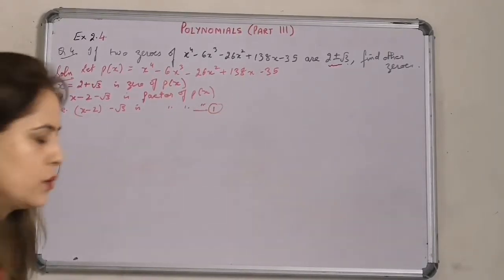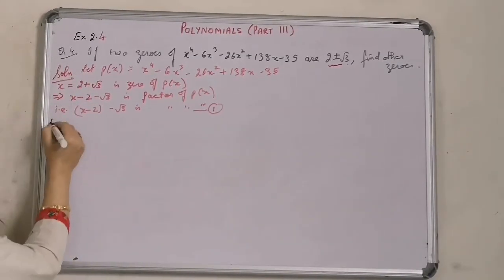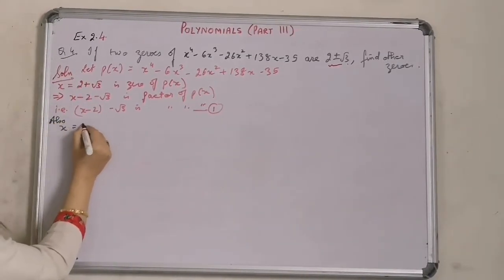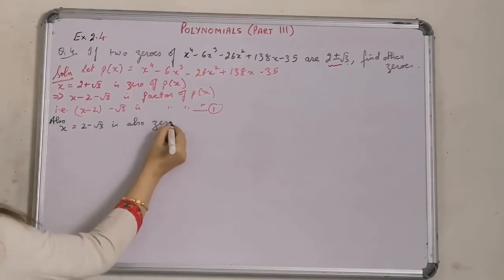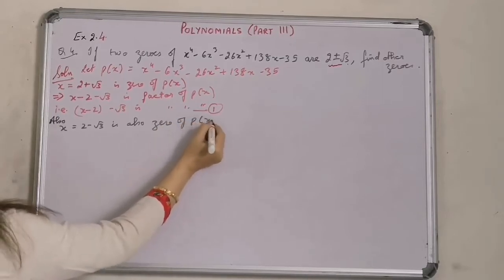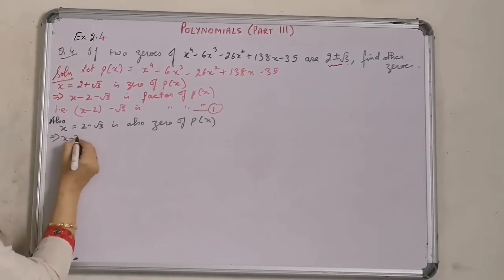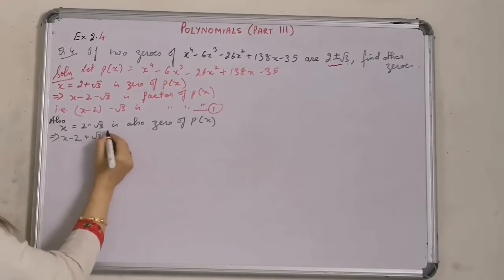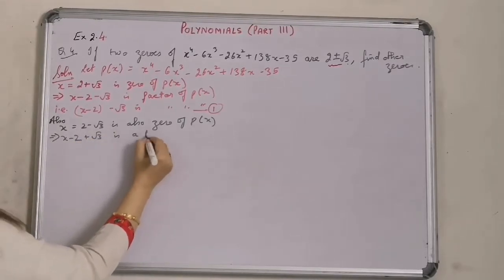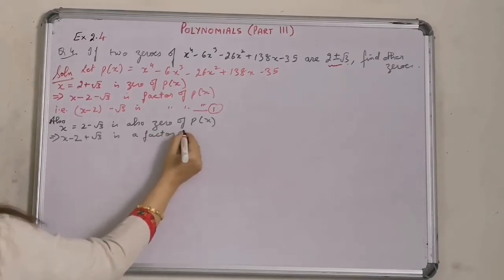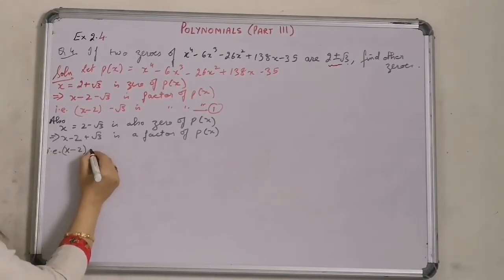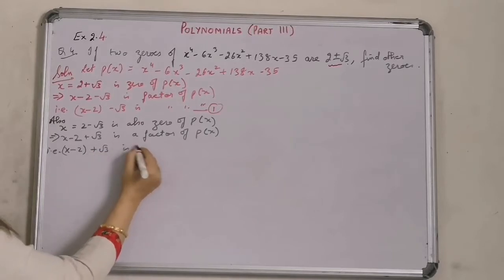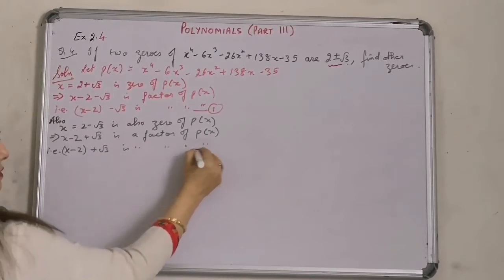Now what does the other 0 imply? They have also given that x is equal to 2 minus root 3 is also a zero of p(x). So this implies x minus 2 plus root 3 is a factor of p(x). So can I say that x minus 2 plus root 3 is a factor of p(x)?